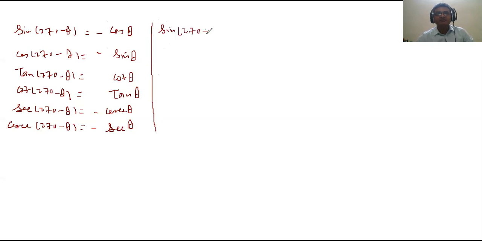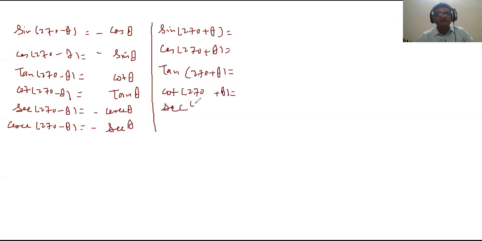Now we are moving to the next one. Sine 270 plus theta, cos 270 plus theta, tan 270 plus theta, cot 270 plus theta, sec 270 plus theta, and cosec 270 plus theta.